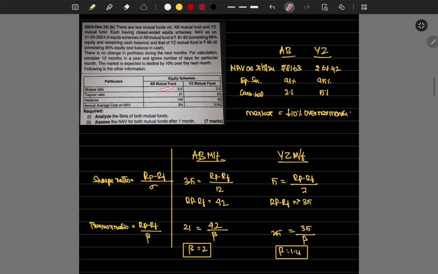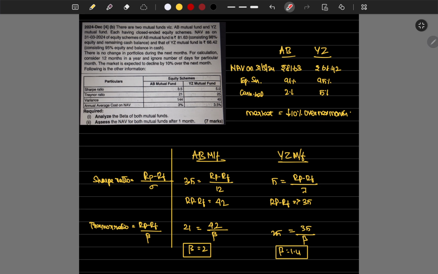Sharpe ratio information has been given and variance information has been given. Using this, we are going to find out RP minus RF, which is the return of the portfolio minus the risk-free return.